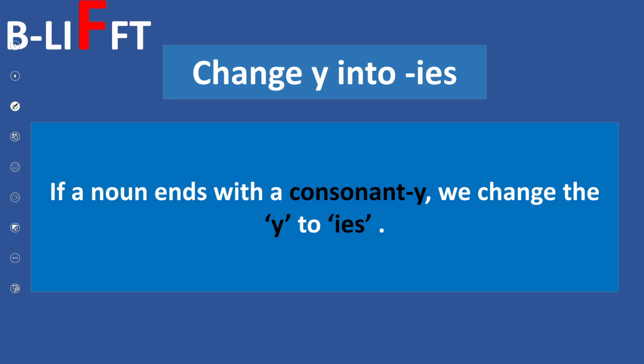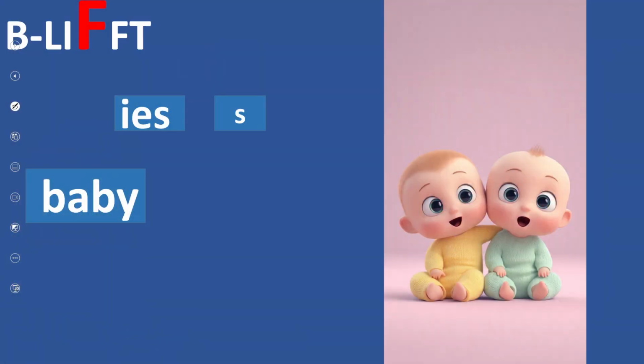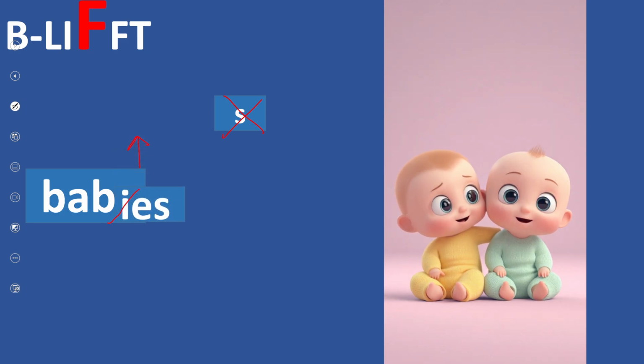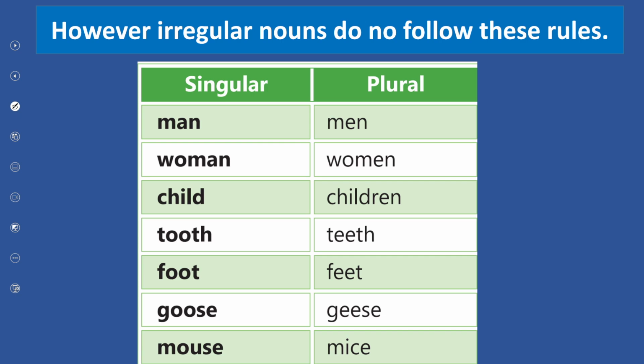Now, sometimes the last letter Y changes into IES. For example, if the word is baby, we replace the Y with IES and we do not add S. Yes, this is how you're going to turn the singular baby into plural, which is babies.